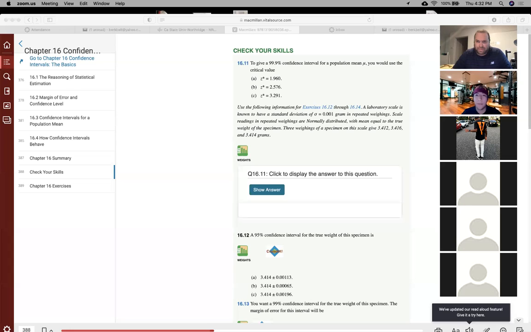Oh, I'm looking at the wrong thing. 99.9. No, 99.9 is up by 11. We're down by 12. 95%. The 99.9 is up top. We're in question number 12. It says use the following information for 12 through 14. So we're number 12, so a 95% confidence level. So C is 95%. So what is my Z star going to be?